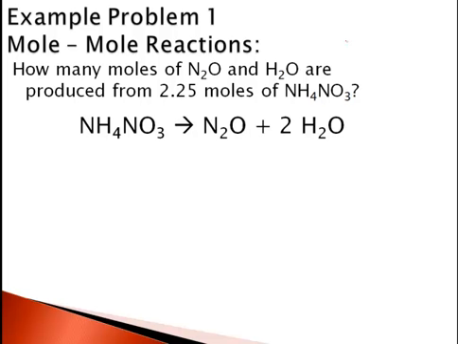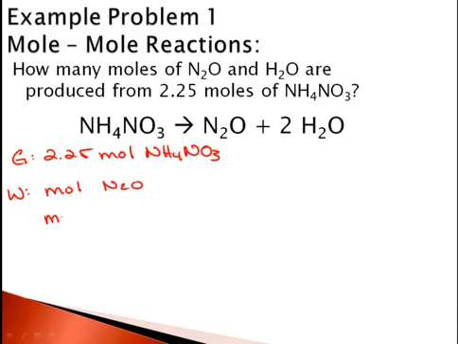So, how many moles of N2O and H2O are produced from 2.25 moles of NH4NO3? Well, we're given our 2.25 moles of NH4NO3. We want two things. First, we want the moles of N2O, and then we want the moles of H2O. So to do this, we'll go from moles of one substance to moles of our new substance, and to do that, we'll use our mole ratio.